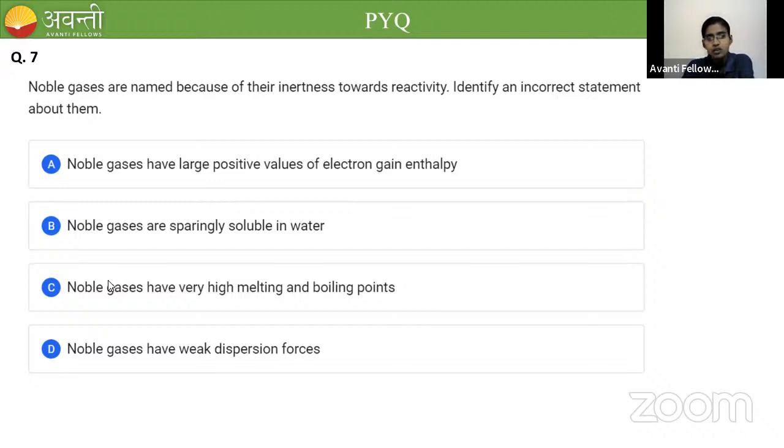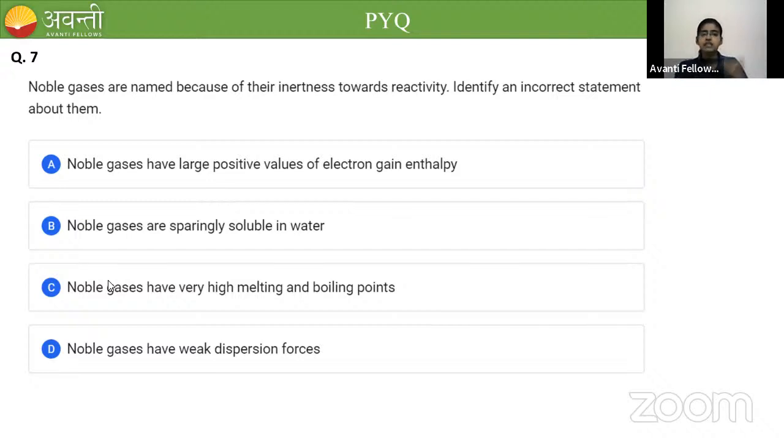Option A says that noble gases have large positive values of electron gain enthalpy. Yes, that is correct. Actually, the electron gain enthalpy for an element should be more negative. What is electron gain enthalpy? It is the energy released when an atom takes an electron. We are adding an electron from outside to an atom. That atom will release some energy, and that energy we call electron gain enthalpy. Now that electron gain enthalpy value should be more negative. If it is more negative, the value says that the particular atom can take the electron so easily.